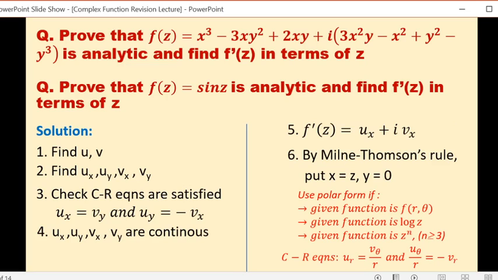Z equal to X plus IY. Khushi. Tanisha, Milne rule. No. What is Milne-Thompson's rule used for? Tanisha? What is Milne-Thompson's rule used for? No, no, you need not be sorry. Just give me the answer. Can you repeat the question?